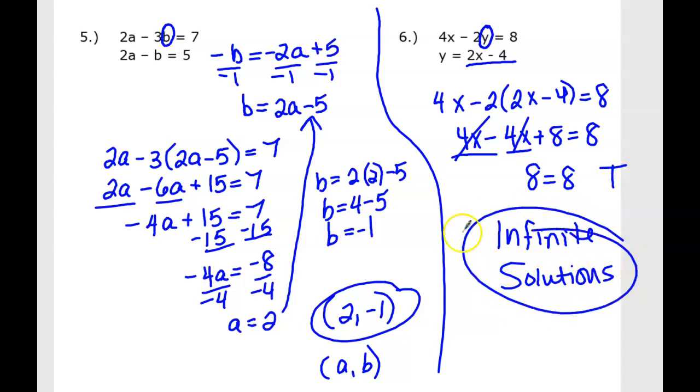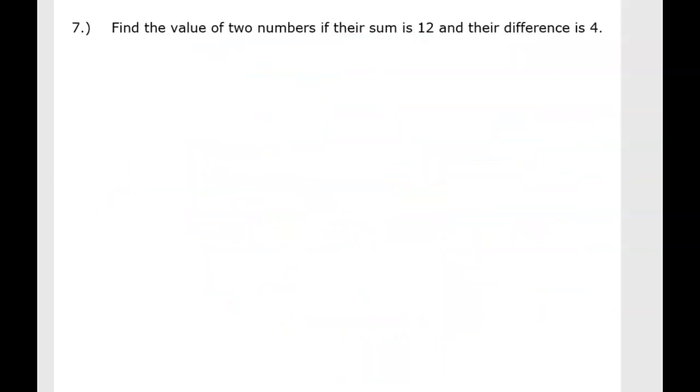All right, so you have 4 examples of having one solution, and then an example of no solution, and an example of infinite solutions. All right, so now I'm going to teach you how to go through the word problems. The key to the word problems is identifying the variables, okay, and using your let statement.